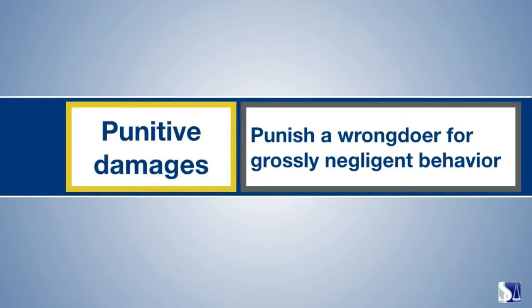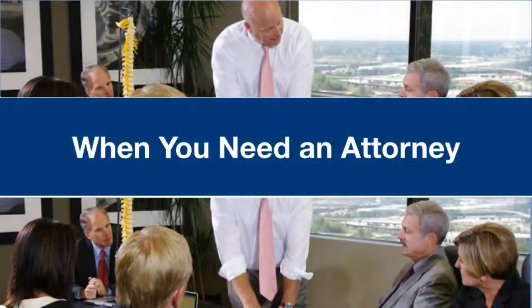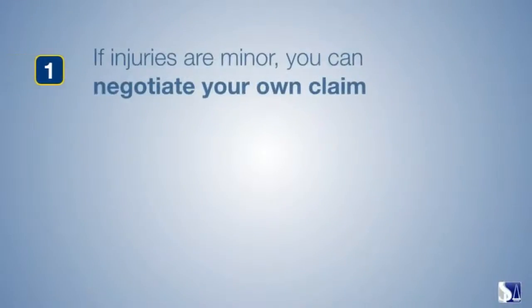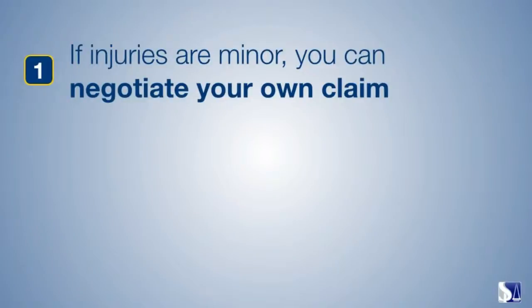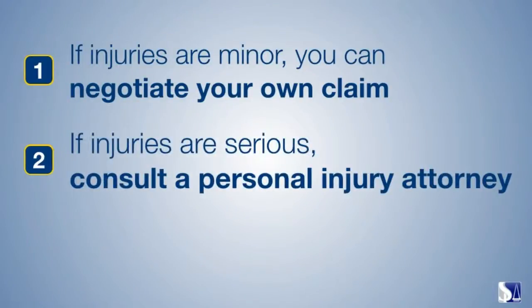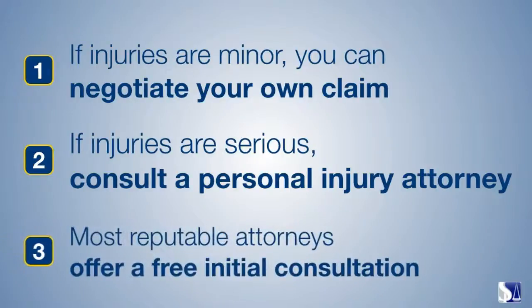This may seem like a lot to digest, and sometimes you need a good professional on your side. When do you need an attorney? Most personal injury claims result from car accidents and slip and falls. Injuries can also result from defective products, dog attacks, and other negligent acts. If your injuries are minor, you should be able to negotiate your own claim. If your injuries are more serious, or you're not sure about the claims process, consult with a personal injury attorney. An attorney can answer your questions and provide valuable information. Most reputable injury attorneys offer a free initial consultation to review your case.